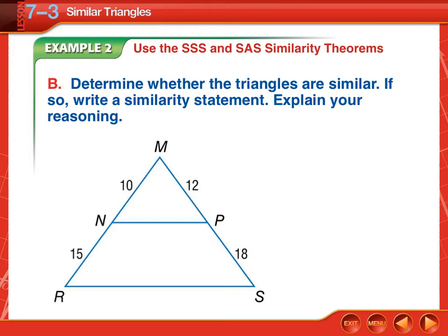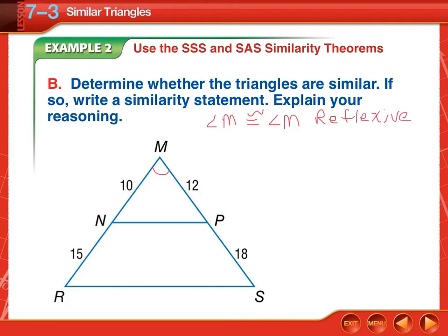The triangles that we're looking at are maybe this top triangle here, this little one, MNP, and the bigger triangle that surrounds it, MRS. So let's take a look at angles first. Are there any angles that are congruent? And there certainly are. Angle M is congruent to itself, and it's in both triangles. So we have an angle that's congruent.